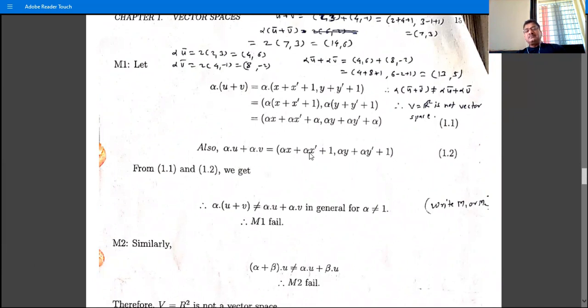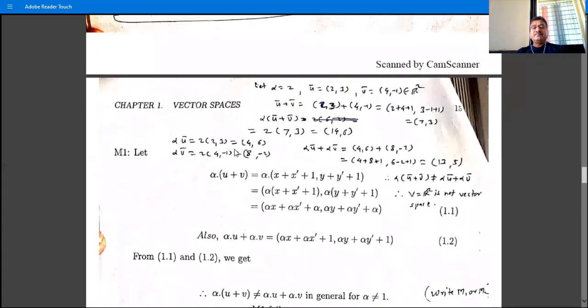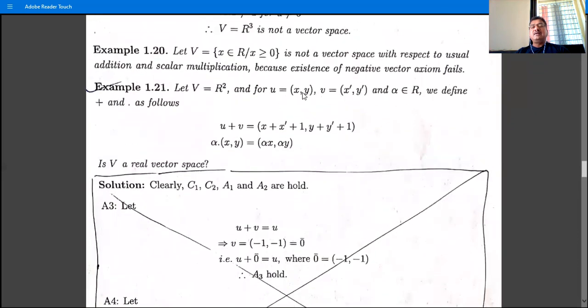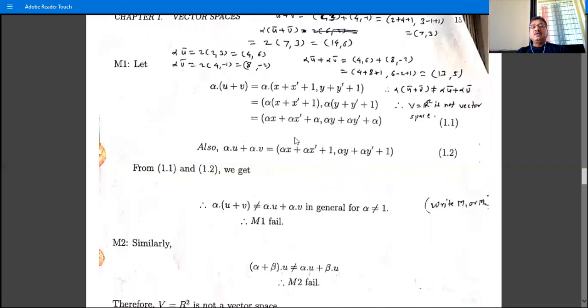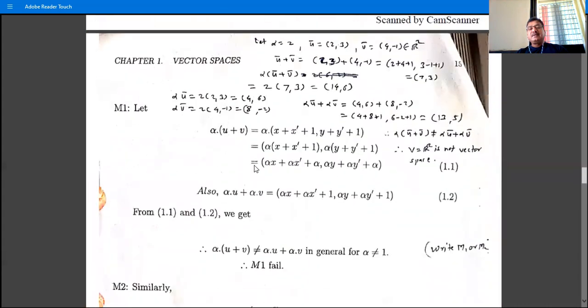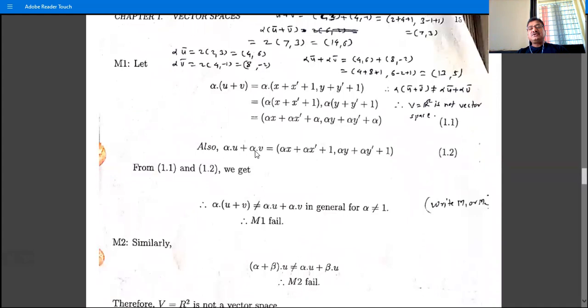So alpha u is (alpha x, alpha y), and alpha v is (alpha x', alpha y'). And what is their addition? (alpha x plus alpha x' plus 1, alpha y plus alpha y' plus 1). So write first alpha u plus alpha v: alpha u is (alpha x, alpha y), and alpha v is (alpha x', alpha y'), and their addition is this, by using this definition.